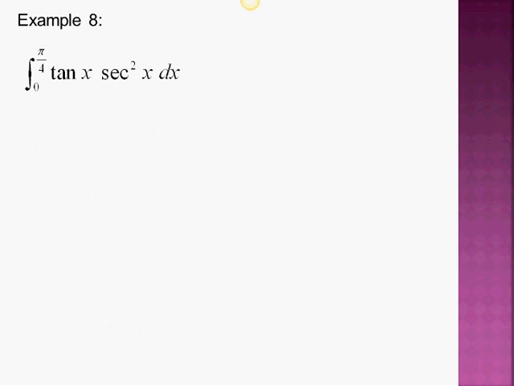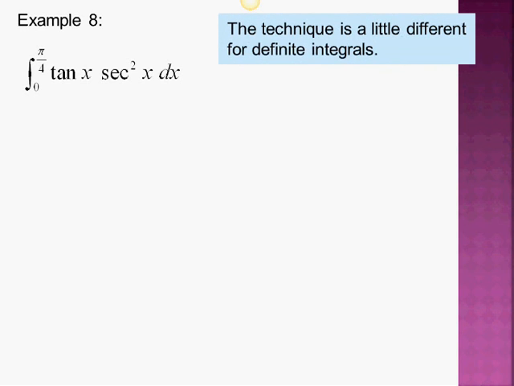Next example. What if I gave you a definite integral, the integral from 0 to pi over 4 of tangent of x secant squared of x dx? It works exactly the same way, actually. If I'm looking here, I'm going to say, okay, u is going to be tangent of x, because I see that tangent's derivative, secant squared, is already there. So du would be secant squared of x dx.